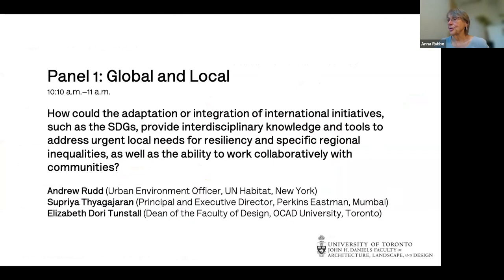Now, our ground rules are that each speaker has 8 minutes to address our panel one question through their work or their practice. So let's take a moment to look at question one, and you can see it there on the screen. So our question is, how could the adaptation or integration of international initiatives, such as the SDGs, provide interdisciplinary knowledge and tools to address urgent local needs for resiliency and specific regional inequalities, as well as the ability to work collaboratively with communities? Now, that's quite a big topic. But anyway, let's get started with that.